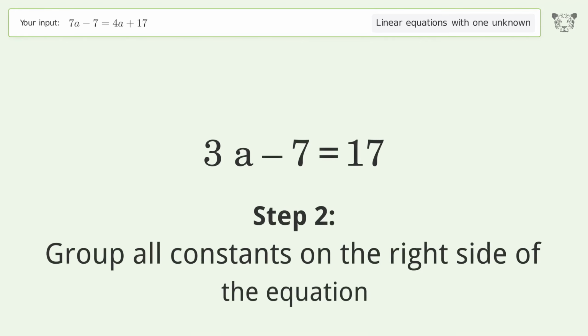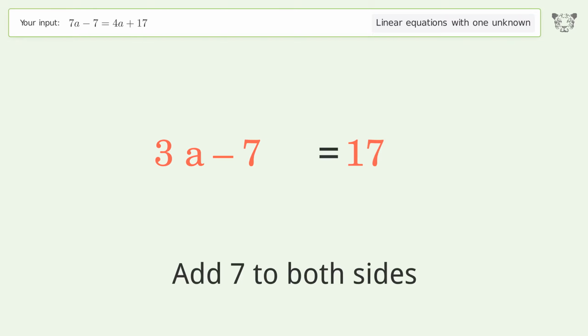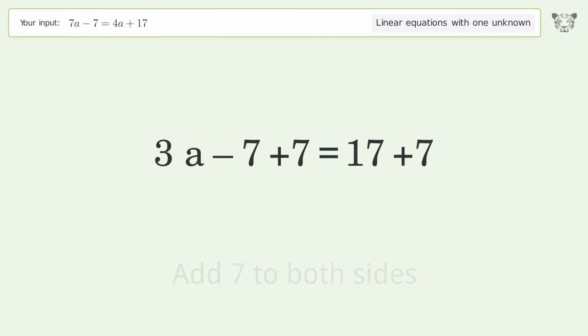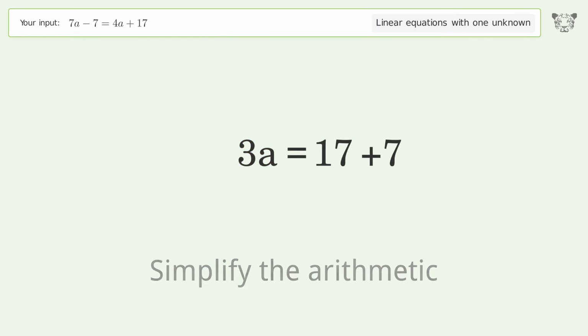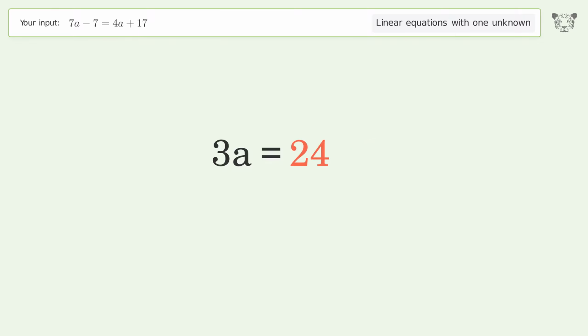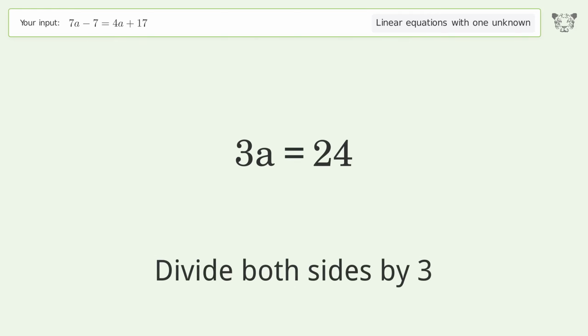Group all constants on the right side of the equation. Add 7 to both sides. Simplify the arithmetic. Isolate the a. Divide both sides by 3.